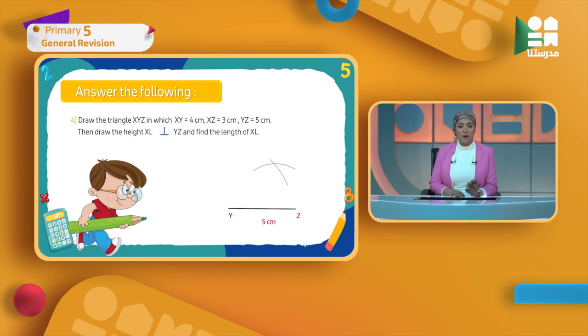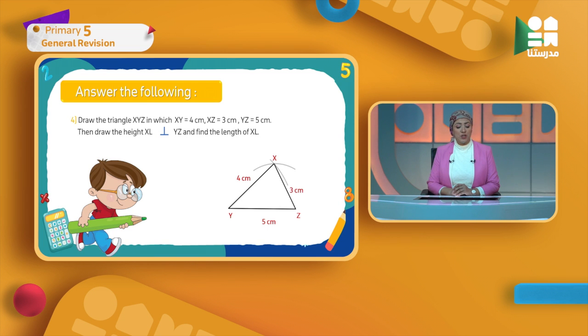So this is point X from which I will join my other 2 sides. Then from the point X, which is the point of intersection of my 2 arcs, I join the sides YX and XZ, where YX is 4 centimeters and XZ is 3 centimeters. Now I have drawn my triangle. I put all the data on it, the points and the lengths of the sides.